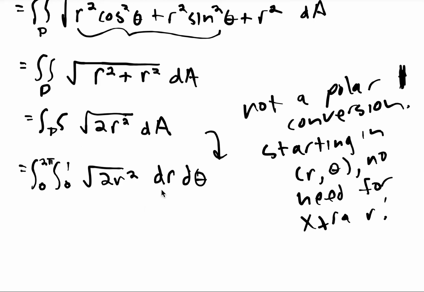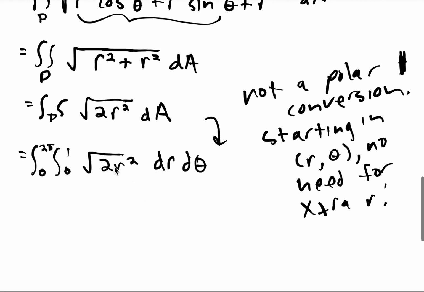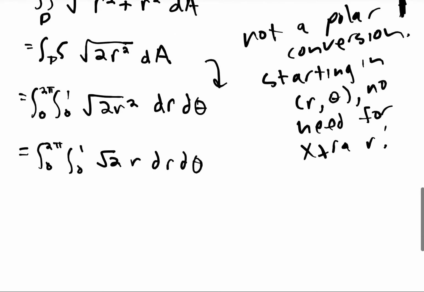I'll keep in mind that since my r is all positive values here, I don't have to worry about anything wonky happening with the square root. I can actually just simplify this as root 2 times r. I don't need to keep the r inside of the square root. And this is going to make it pretty easy to antiderive. Your antiderivative is just going to be root 2 r squared over 2, evaluated between 0 and 1.